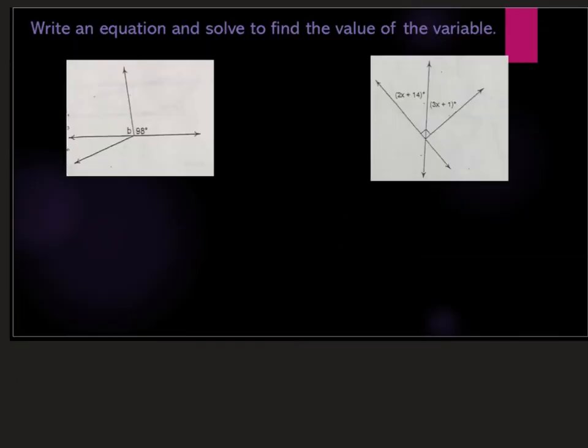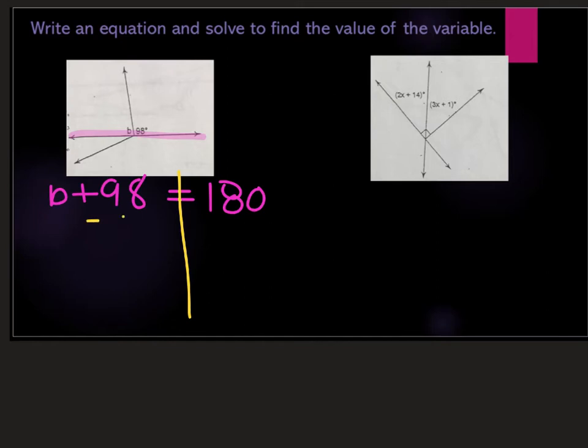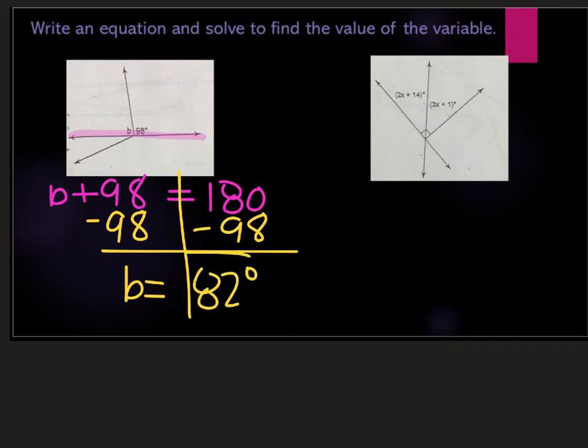All right, next one, we had to write an equation and solve to find the value of the variable. So looking at this first one, we first needed to figure out the relationship between the two angles. Well, we can see B and 98 create a straight line, so those are supplementary angles. So what that tells me for my equation, is that those two added together have to equal 180. So my equation should be B plus 98 equals 180, and then we can solve it. So subtract 98 from both sides, and you should get B is equal to 82 degrees.